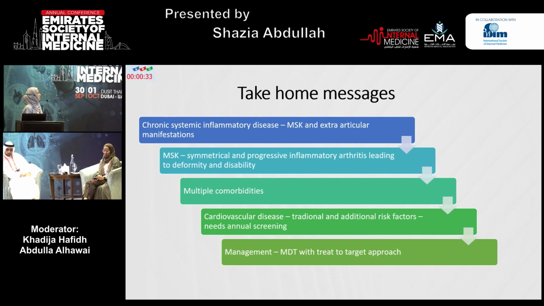So my take-home message is that rheumatoid arthritis is a musculoskeletal inflammatory disease, but it also has systemic features. It has a lot of extra-articular manifestations in addition to the musculoskeletal system. It causes symmetrical and progressive arthritis, which can lead to deformity. There are multiple comorbidities, especially cardiovascular, and this needs to be considered when you see these patients. The management needs to be treat to target, and we need help from internal medicine physicians as well as medical specialties. Thank you.